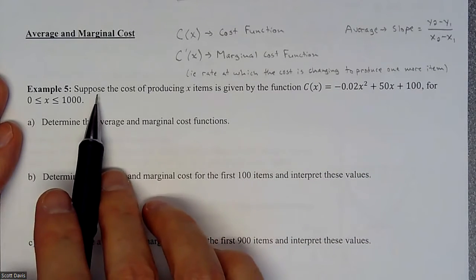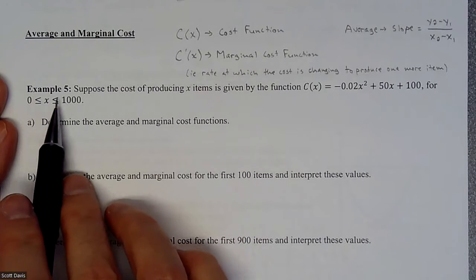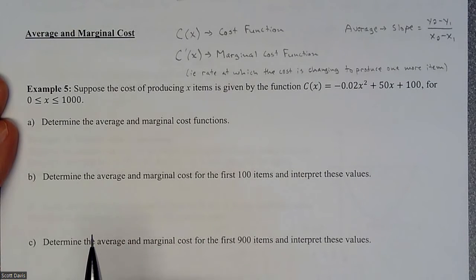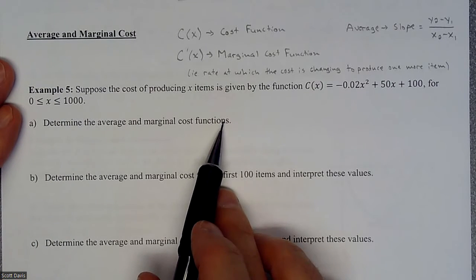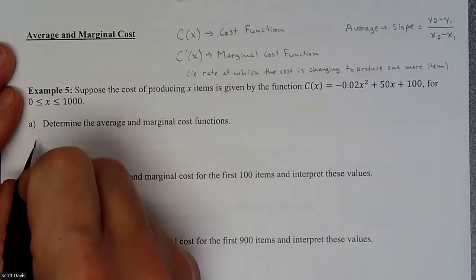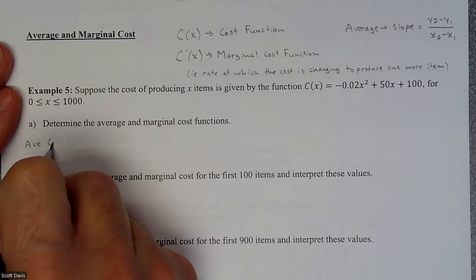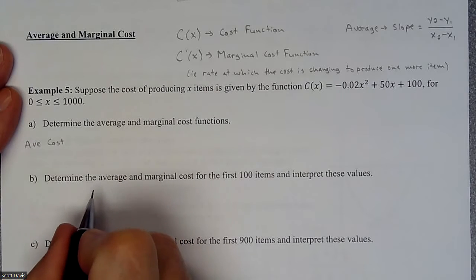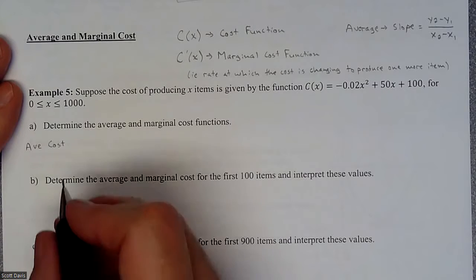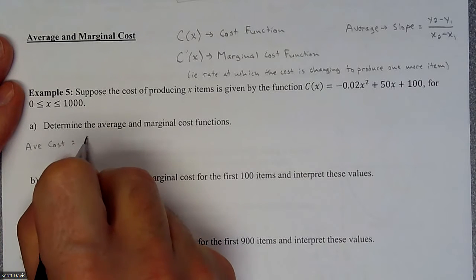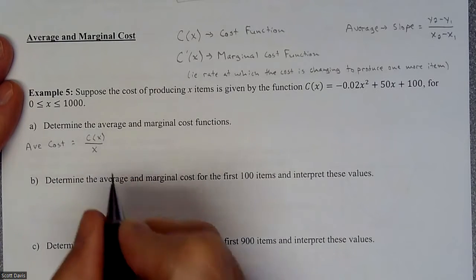So our situation is, suppose the cost of producing x items is given by this function for items between 0 and 1,000. Okay. And then it says we're going to be determining what's the average and marginal cost functions. So the average cost for this example is going to be a little bit different because they're not giving us coordinates or anything. And so how we would find it is actually taking our cost function and dividing it by x.